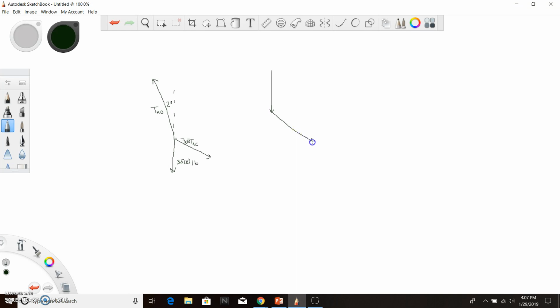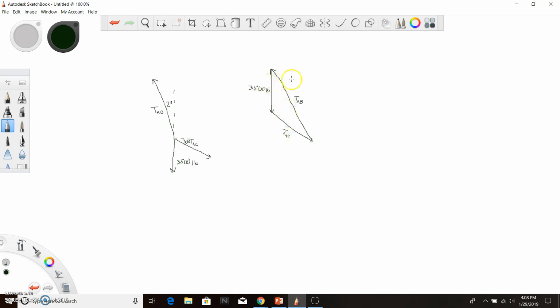Going off this way. Okay, and then TAB, so this is TAC. So TAB is going to go from here all the way back up to here. So notice I have all of my vectors drawn tip to tail. Okay, so this is TAB. Okay, this vector we know is 3,500 pounds.